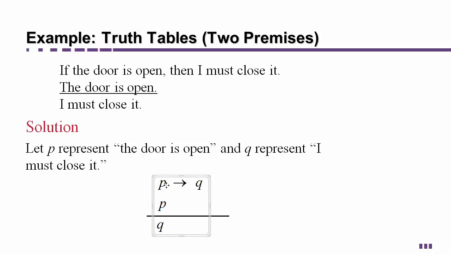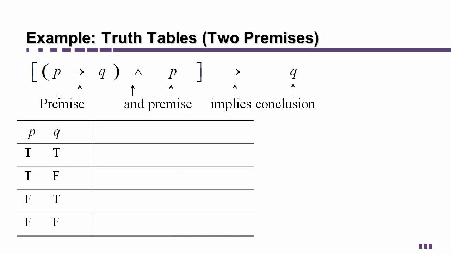Now, the rule is we take these top two pieces, put them together with an and, then make that the first part of an if-then to the conclusion. And here's what that looks like, right? So here's the first premise. That was the P implies Q, right? If the door is open, then I must close it. And the door is open. Those were the two parts of the premise. So premise and premise, right? So if the door is open, then I must close it, and the door is open. And so if all of this is true, then it implies the conclusion, I must close it.